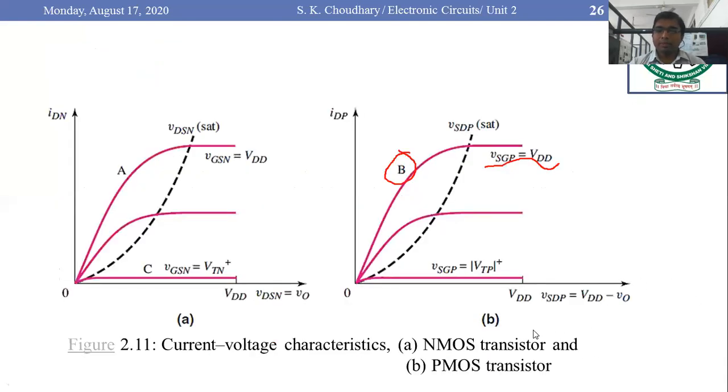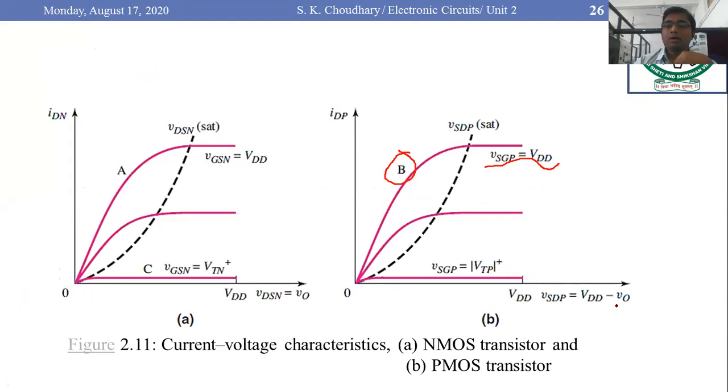Okay, so IDP is 0 in this condition. This is the lowermost curve in the PMOS, you can see easily. So in this case, what happens? It is in the cutoff region, and in this case, NMOS is in the cutoff region, and the voltage across the VSDP is equal to VDD minus V naught, that is, V naught is equal to VDD.